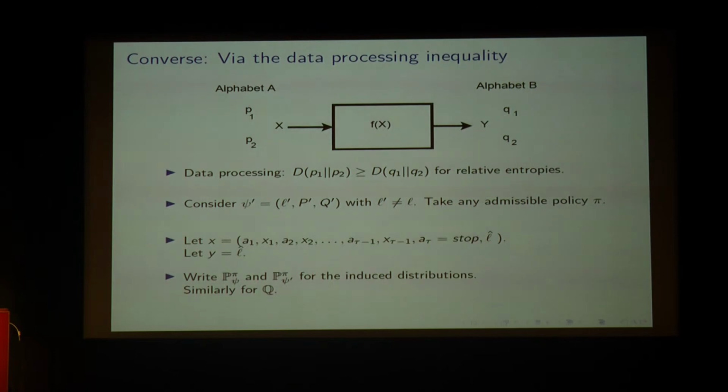So let's write now, because you have a particular policy, I'm looking at a particular admissible policy. Because you have a policy, the law for this will be according to p pi psi when the true state of nature is psi. But if it is psi prime, the law for the same set of observations is going to be something different, that's p pi psi prime. And similarly, you get induced distributions on the other side, which will be q pi psi and q pi psi prime. The data processing inequality says that the relative entropy on this side is bigger than or equal to the relative entropy on the other side. So how do we use this?